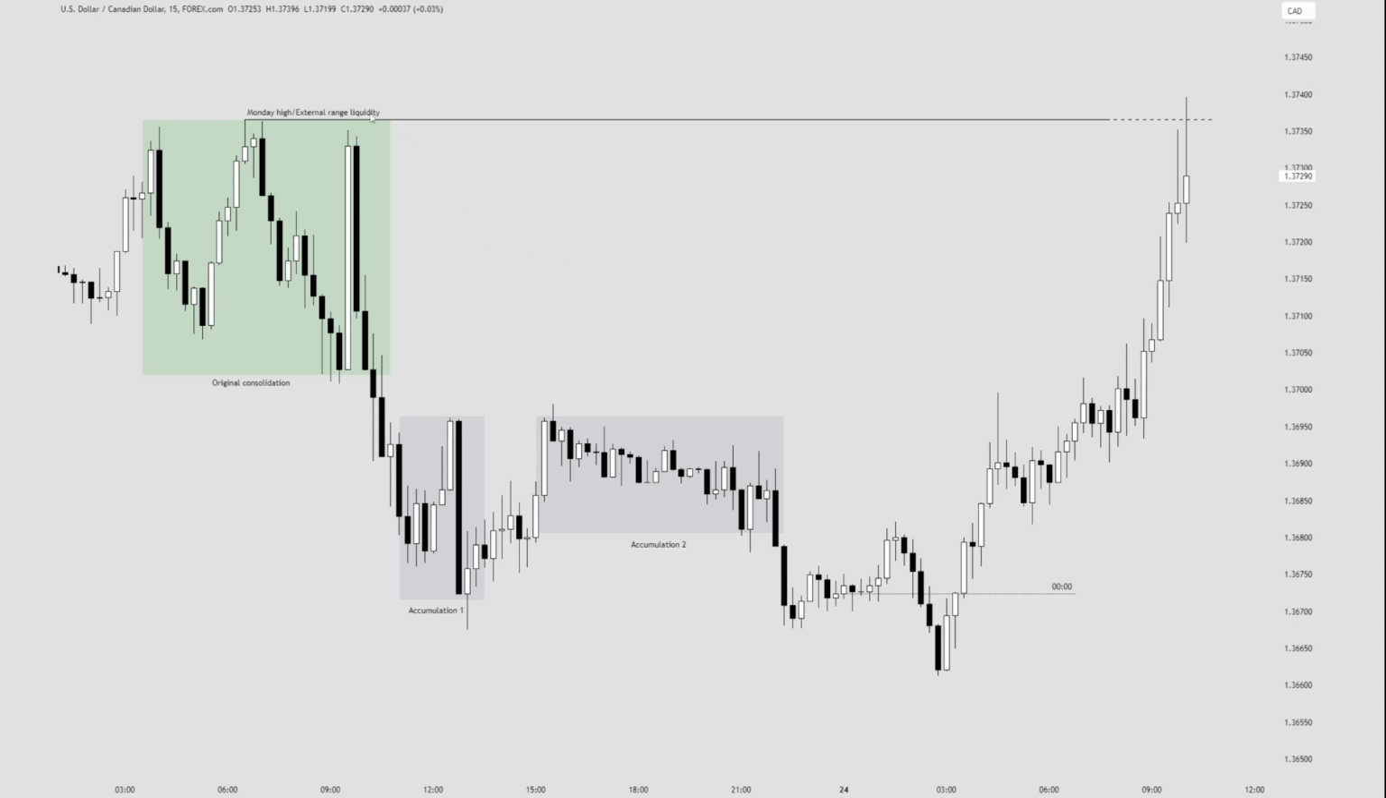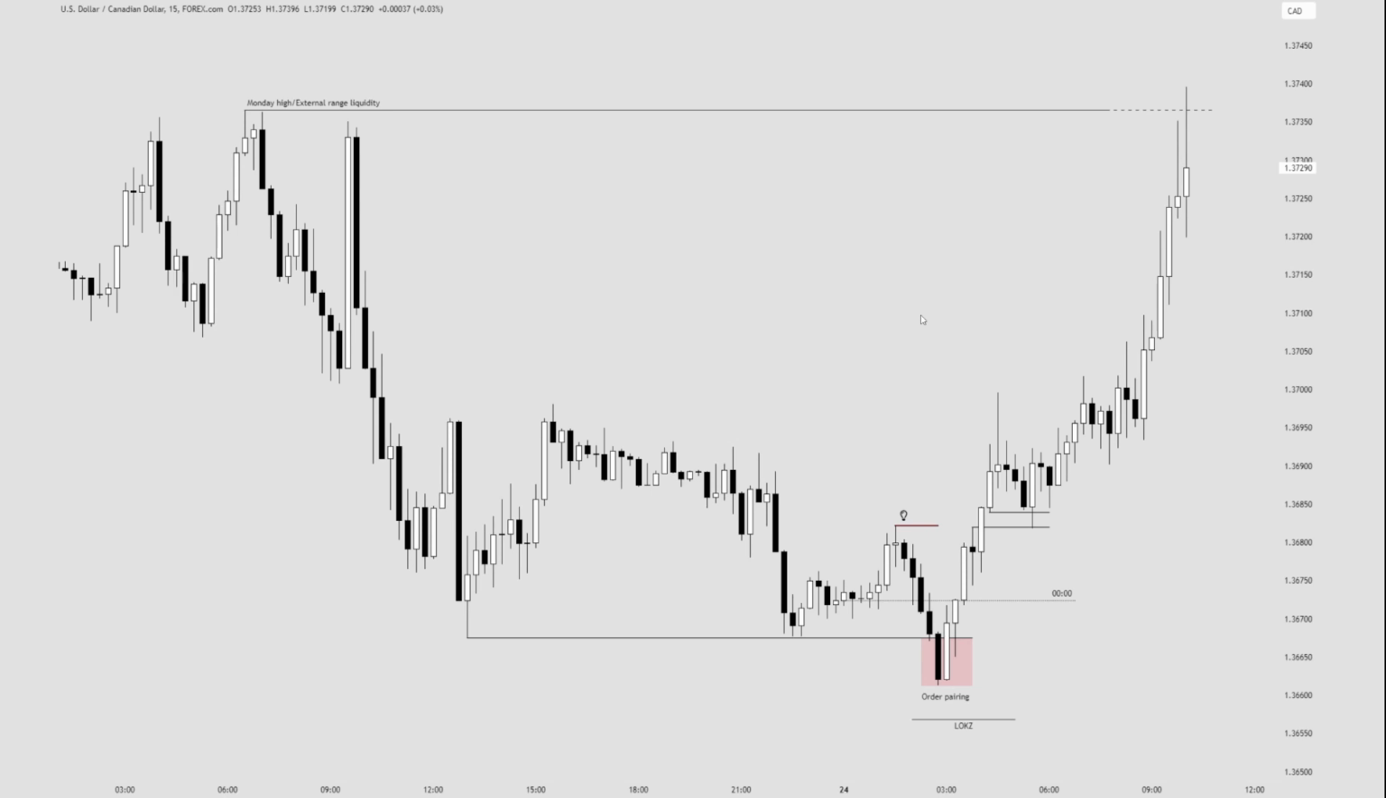This is identified by this original consolidation over here, the accumulation over here, the second accumulation over here, and this region of smart money reversal going into the buy side of the curve. Of course, we were seeking long, so we should focus ourselves on the buy side of the curve.